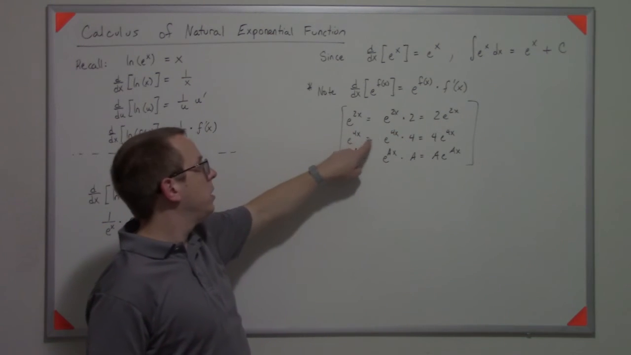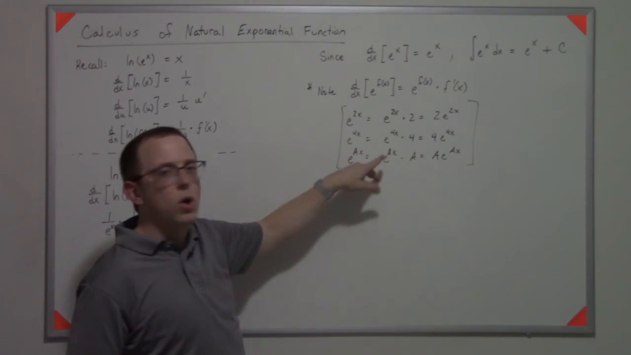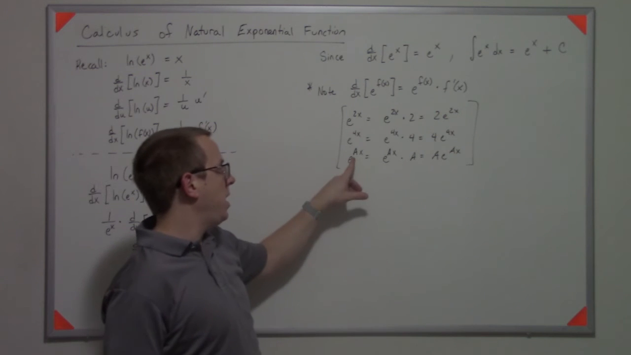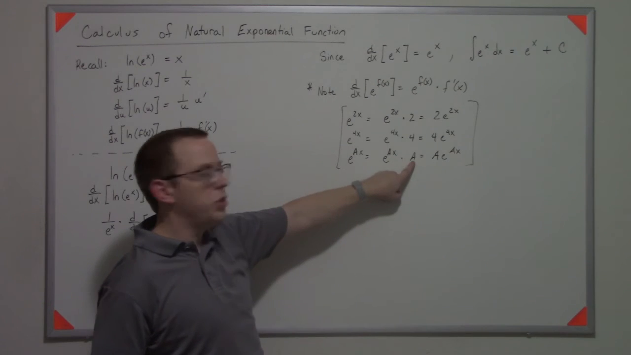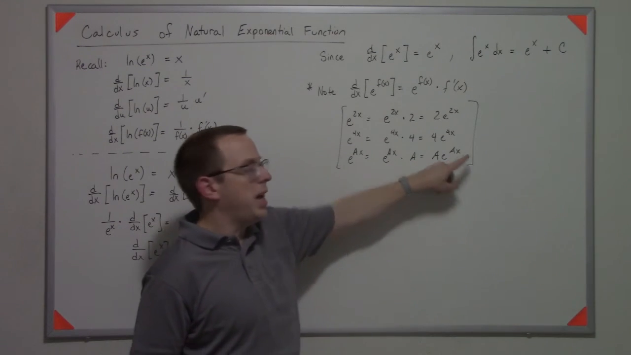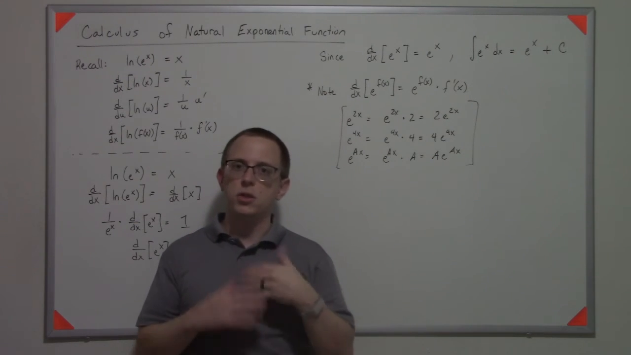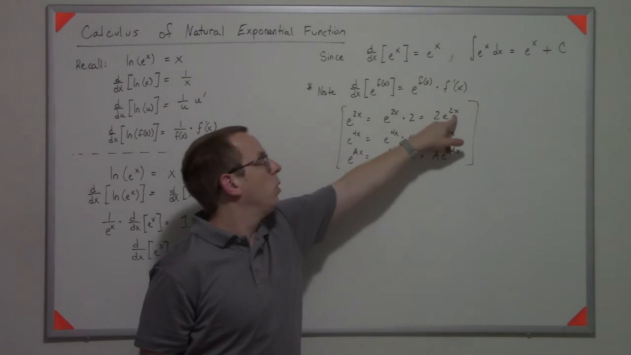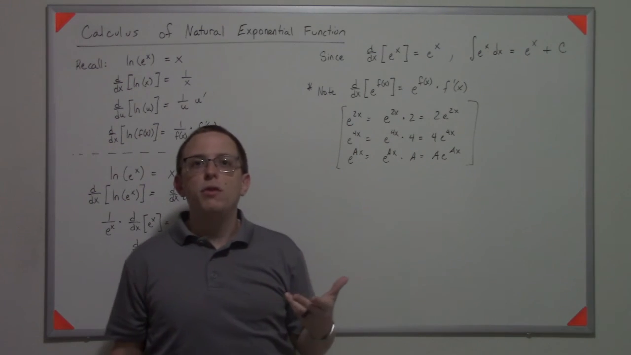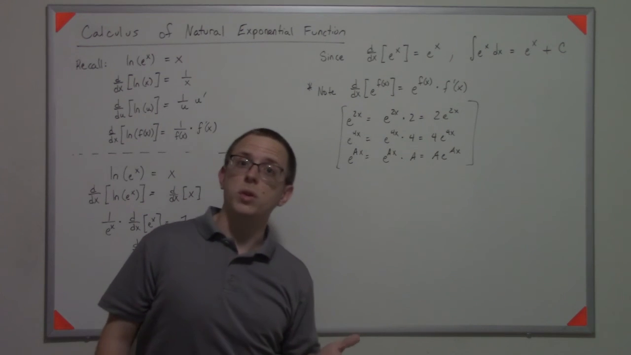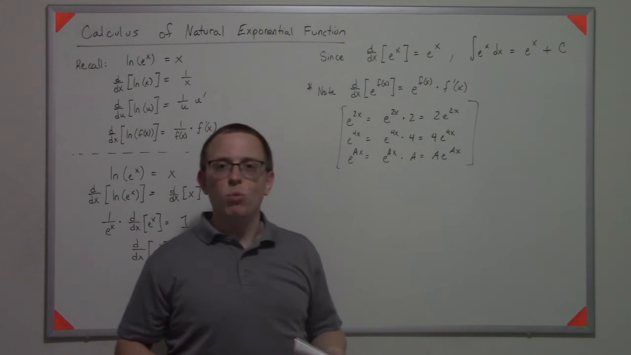For 4x, it's e to the 4x times 4, or 4e to the 4x. Or let's say it's some arbitrary number, a. It'd be e to the ax times the derivative of ax, which is ae to the ax. So hopefully you're noticing a pattern. For e to a number times x, the derivative is simply that number times e to the number times x. So if it was e to the negative 14x, the derivative would be negative 14e to the negative 14x.